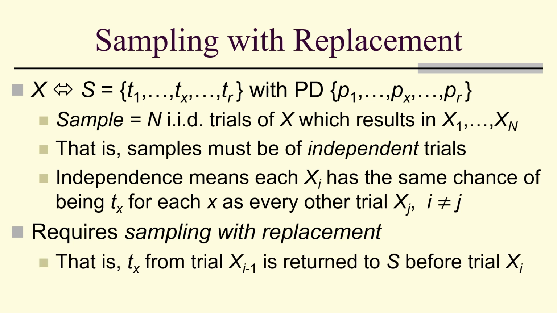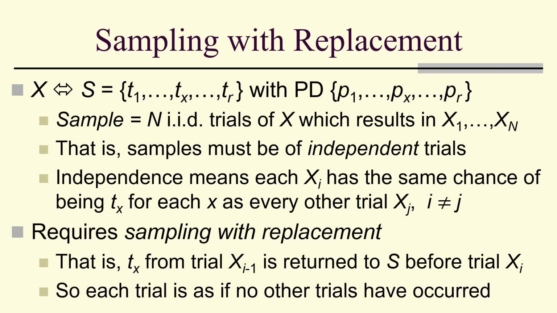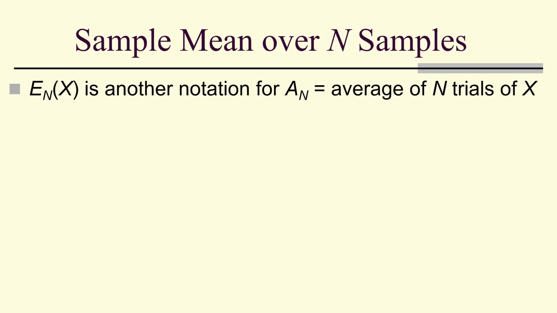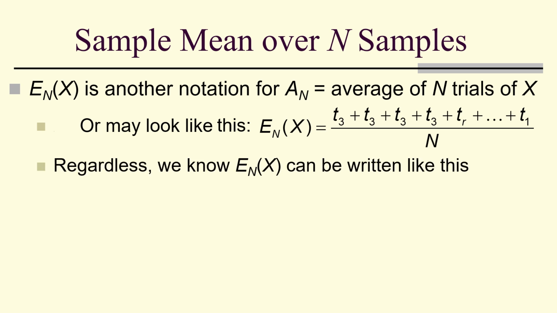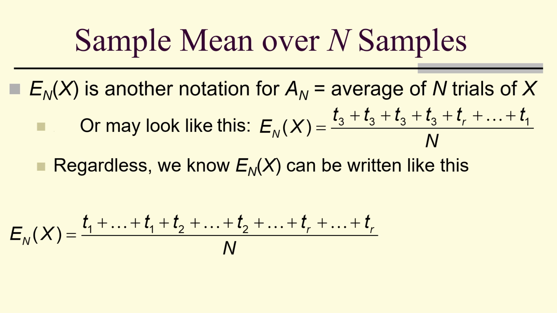So once we've selected t_x in trial X_(i-1), we put that t_x back in S before we get the next trial X_i. So each trial occurs as if no other trials have happened. That's our concept of independence. So the sample mean over n samples is also denoted by this E_n of X. And it may look like this, or like this, or like this. But regardless, we know we can arrange this so that the T1s come first, the T2s come second, and then up to the Trs, which will be at the end.